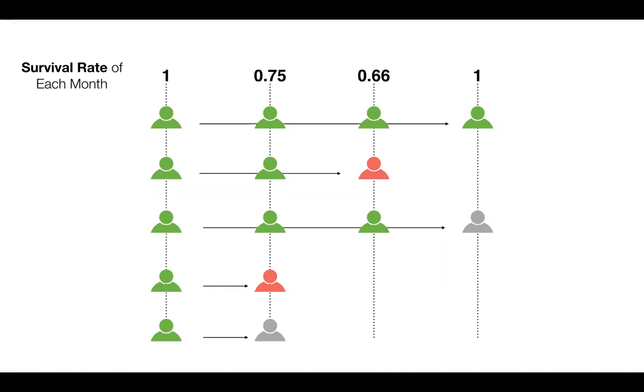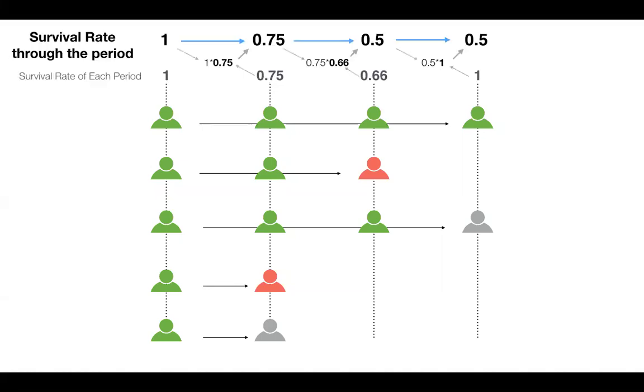We do the same thing for the third month and the fourth month. And again, we are not interested in the survival rate for each individual month. We are interested in the survival rate through a particular month. So the second month is 0.75, and the third month is 0.66 multiplied by 0.75, which becomes 0.5, and so on.